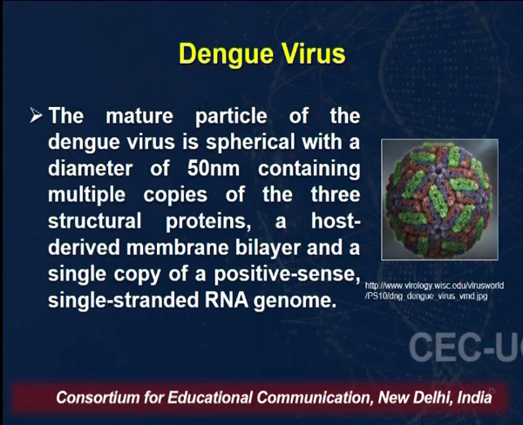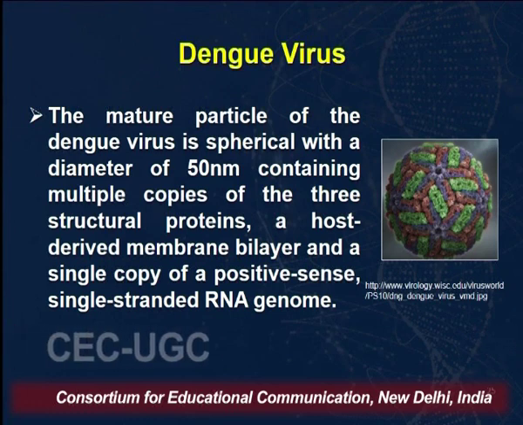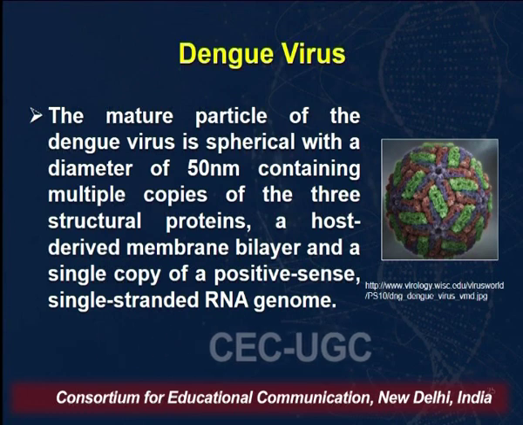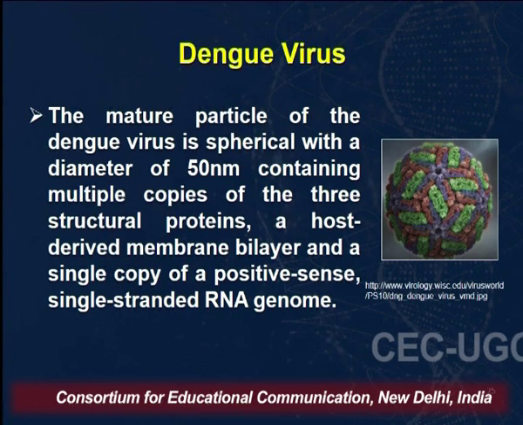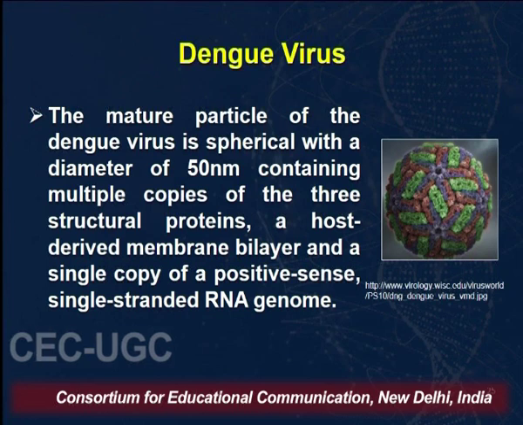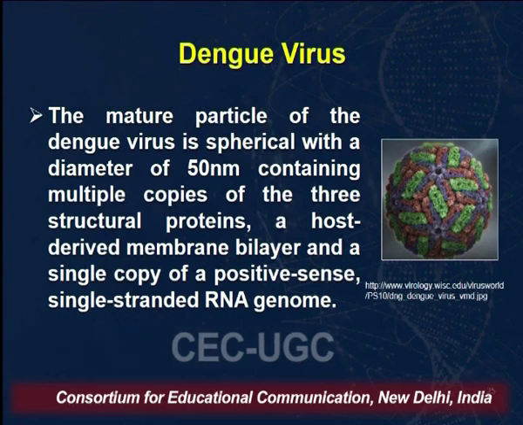Now, the mature particle of the dengue virus has a spherical structure with a diameter of 50 nanometers, and it contains multiple copies of 3 structural proteins, a host-derived membrane bilayer, and a single copy of the positive-sense single-stranded RNA genome present in the center.